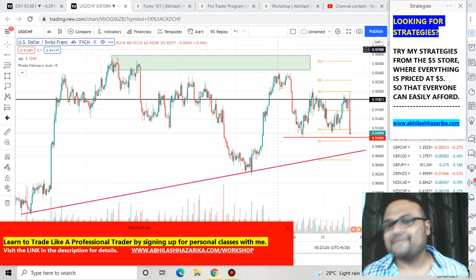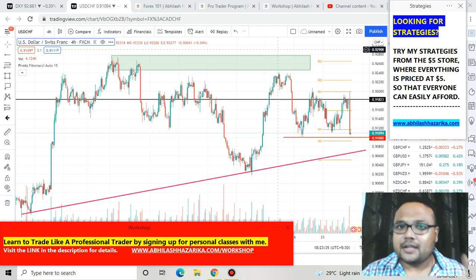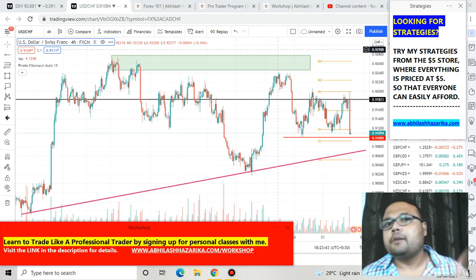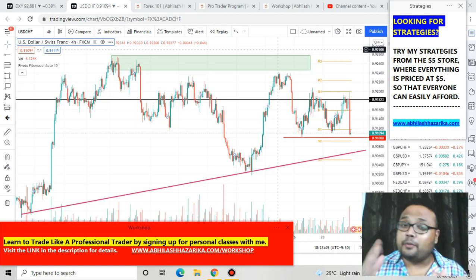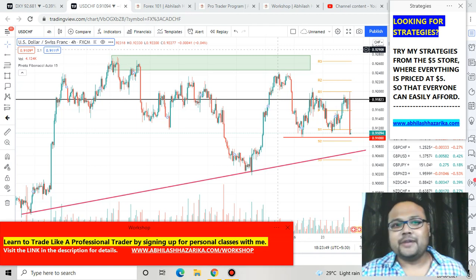So let's get started. This is the 4 hour chart of USDCHF in front of us right now, and as you can see, I have got many lines here on the chart. Don't get confused, I'll be explaining them one by one. So let's try to understand what is going on in the chart of USDCHF and what will be our best trading opportunities on the USDCHF on Monday.